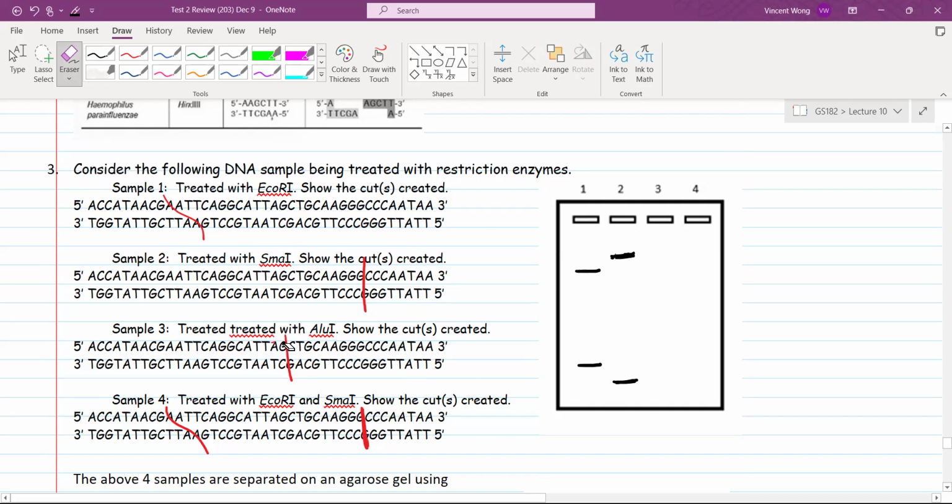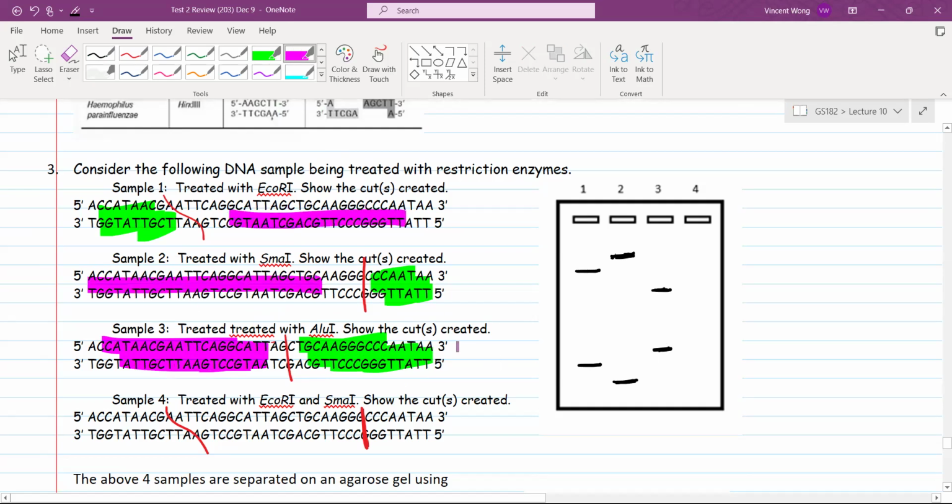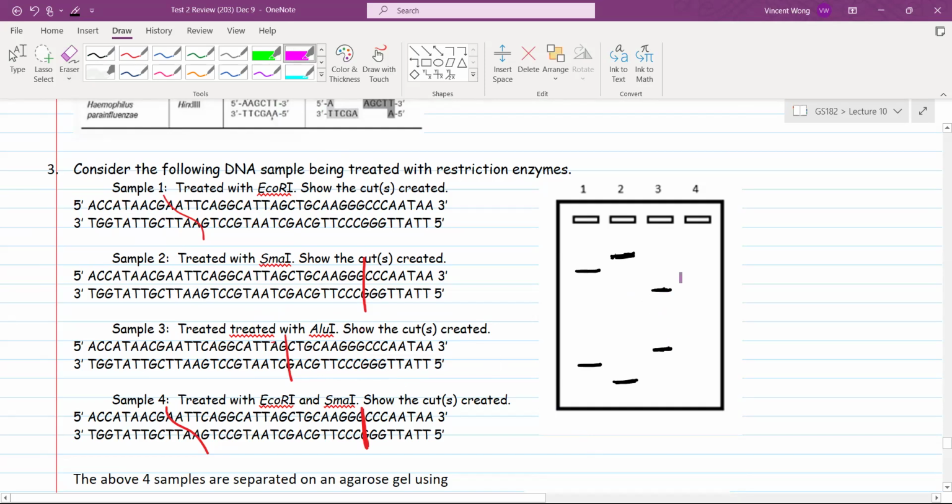For number 3, it is treated with AluI and the cut is kind of in the middle. So you get a longer piece compared to the other two. So I would say it's somewhere in between. Okay. This is longer than that, and it's longer than that. And then this here is shorter than the other two. Right? So that's why it's going to be lower here, and then this one's going to be higher.